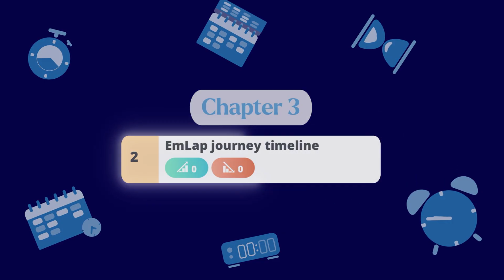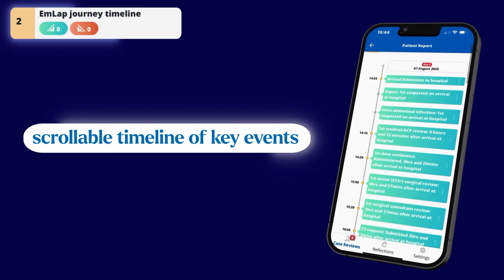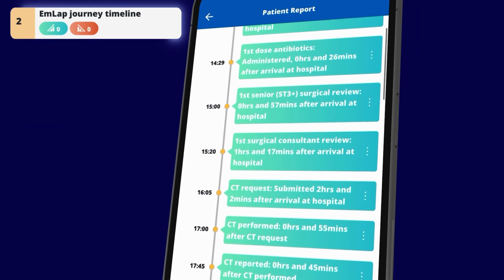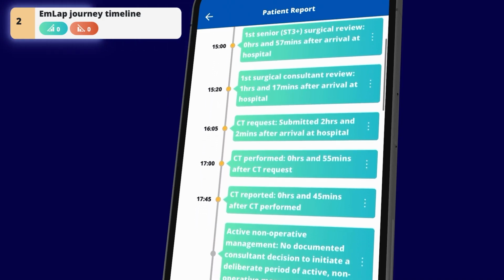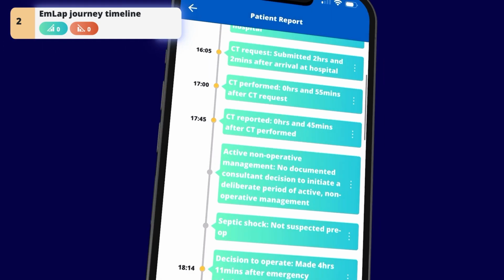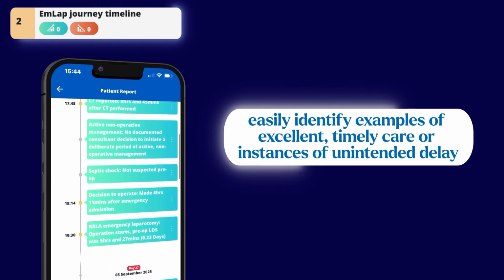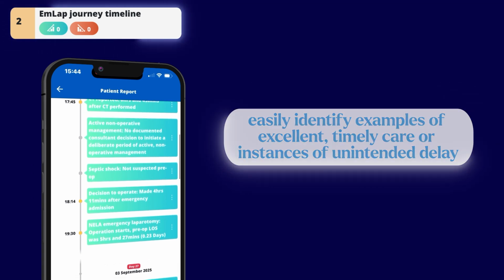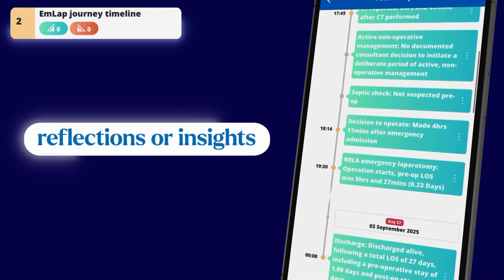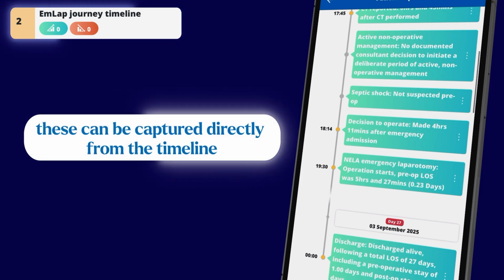This section of QI Notify EmLap presents a scrollable timeline of key events along each patient's journey, complementing the narrative description. Each event on the timeline includes a timestamp and an indication of how long after admission or the preceding event the intervention occurred. This allows users to easily identify examples of excellent, timely care or instances of unintended delay. If users have reflections or insights into factors that helped or hindered the delivery of time-critical care, these can be captured directly from the timeline.